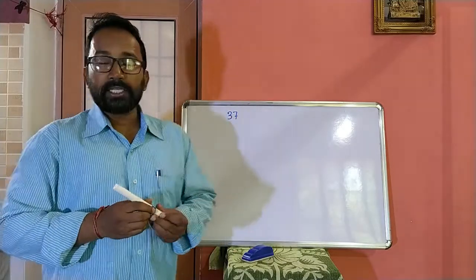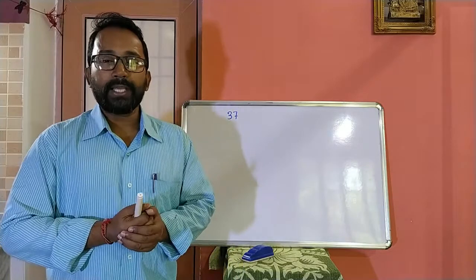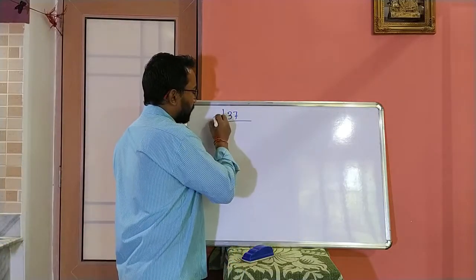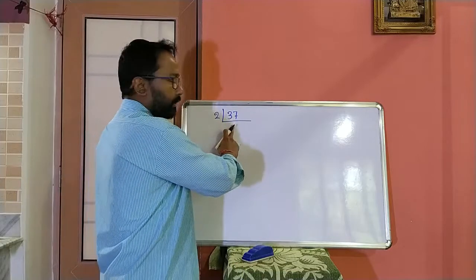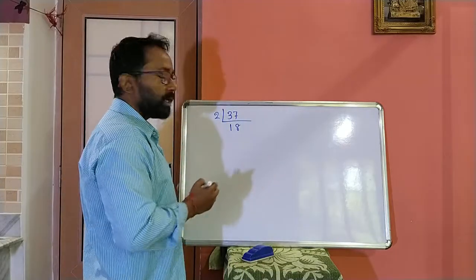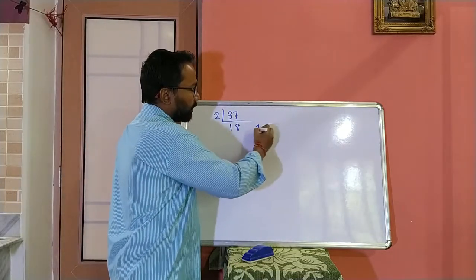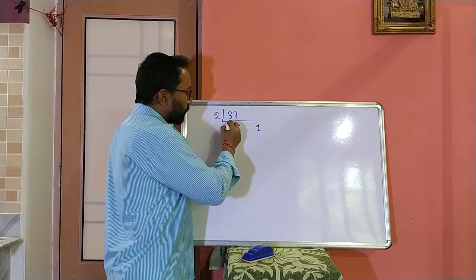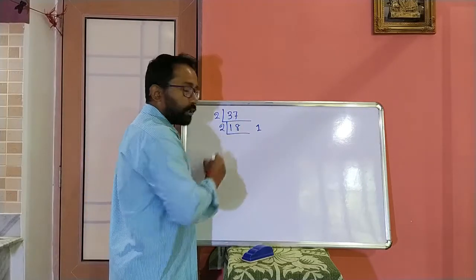Now to convert this decimal number to binary, we have to repeatedly divide this number by the base of the binary number, which is 2. So I am dividing this 37 by 2. Write down the quotient here, 18, and the remainder is 1. Record the remainder at the left hand side. What quotient you will get, again you divide that quotient by 2.